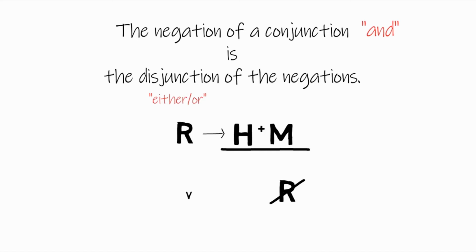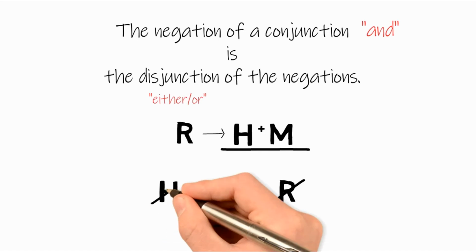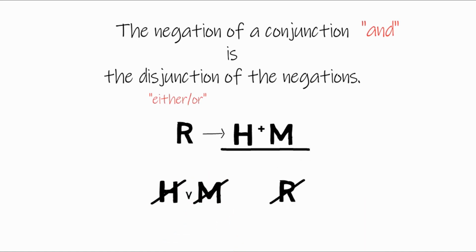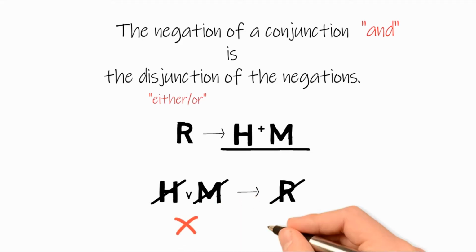That's this V right here. Well, disjunction of what? Disjunction of the negations. So we put H and M on either side of the V and negate each one. So the negation of a conjunction is the disjunction of the negations, which looks like this. Form the conditional once again, and we have our contrapositive for this expression. Either not H or not M, then not R. And as we've learned in previous videos, what's on the left cannot go together, what's on the right can go together. And just like that, we're done.